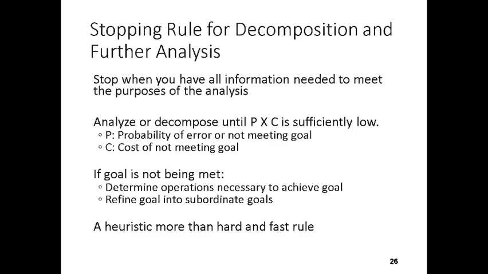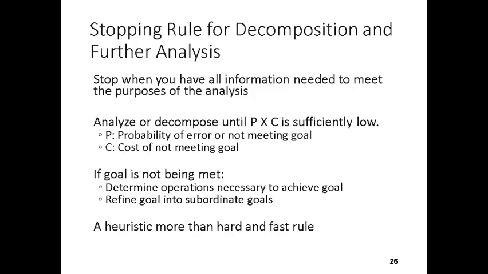Alright, so we're back to the stopping rule. We're going to dive a little further into these rules. You want to stop when you have all the information needed to meet the purposes of the analysis. Some say analyze or decompose until P times C is sufficiently low, where P is the probability of error or not meeting the goal, and C is the cost of not meeting the goal. This doesn't tell you much in layman's terms.